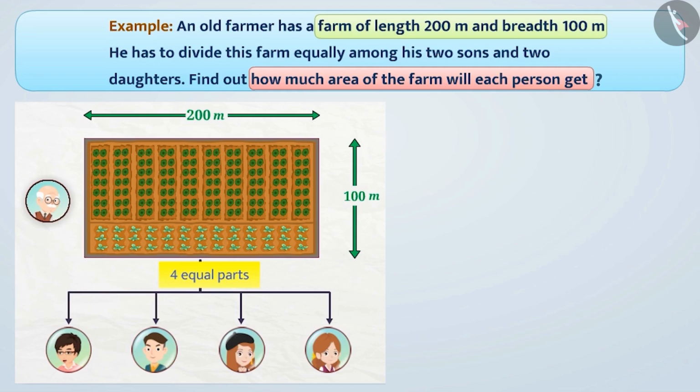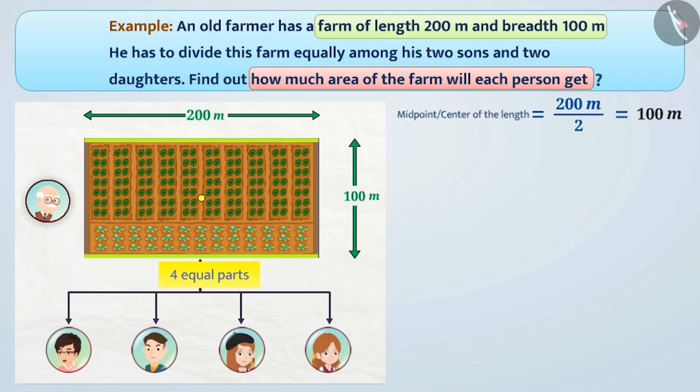First, let us divide the farm into 4 equal parts. For this, we will divide the length by 2, so that we obtain the midpoint of the length at 200 meter by 2 is equal to 100 meter from the corner. By joining the midpoints of the opposite sides, we will divide the farm into 2 equal parts.